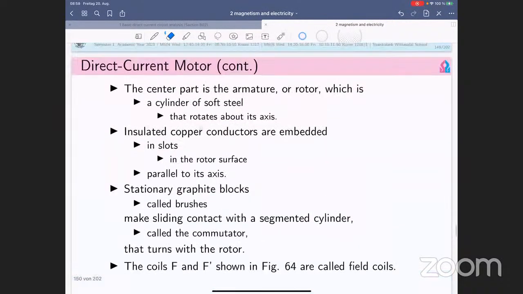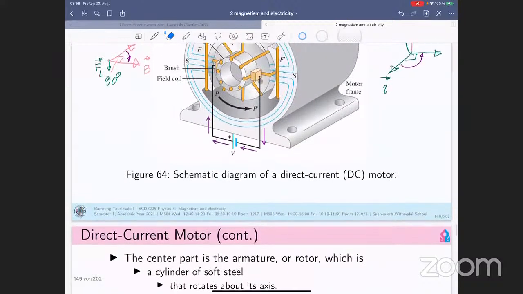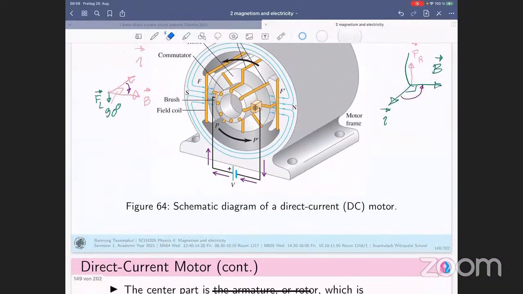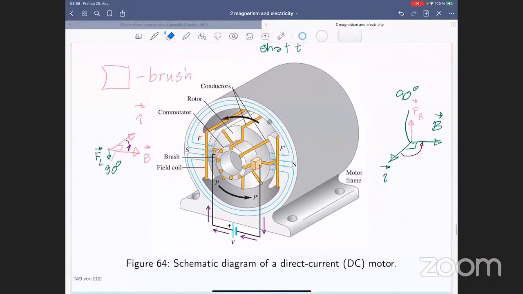Here the stationary graphite is called the brush, and you may have heard that sometimes we get trouble with the direct current motor. It doesn't work. The reason is that there is always friction, right? And the rotation will wear the surface of the brush that contacts the commutator all the time.